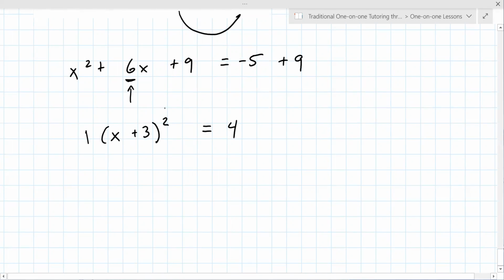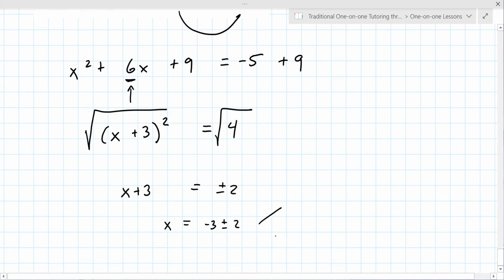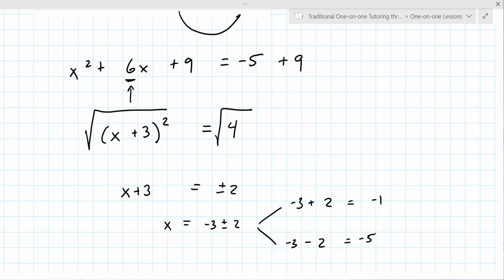So the next step here is to take a square root of both sides. So you get x plus 3 equals plus or minus 2, and then x equals -3 plus or minus 2: -3 plus 2, -3 minus 2. So that's -1 and -5. Completing the square really isn't that much a part of this, but it can get a little bit more complicated. So we'll maybe see that in another problem here.